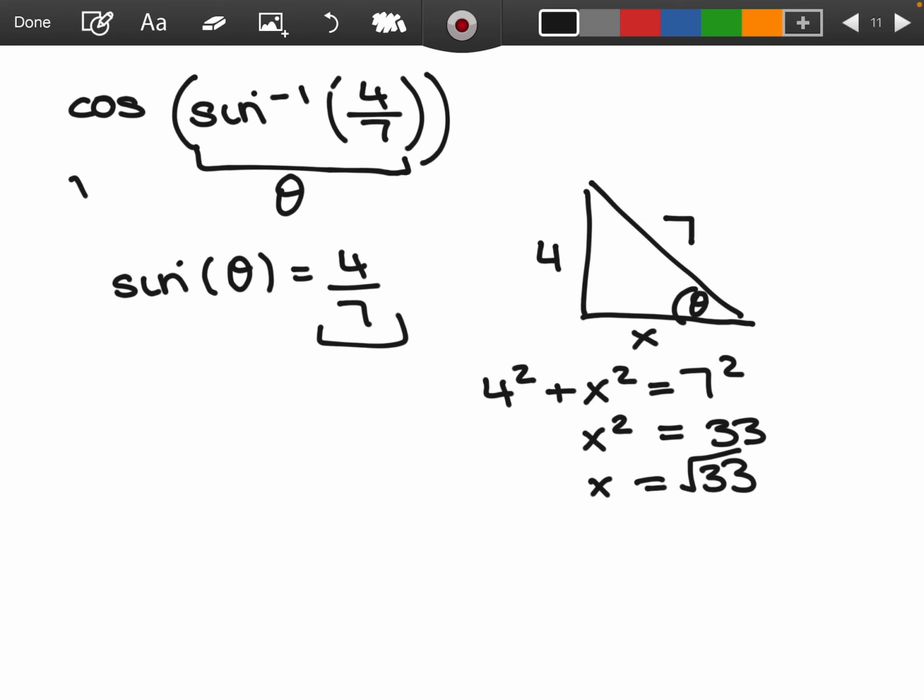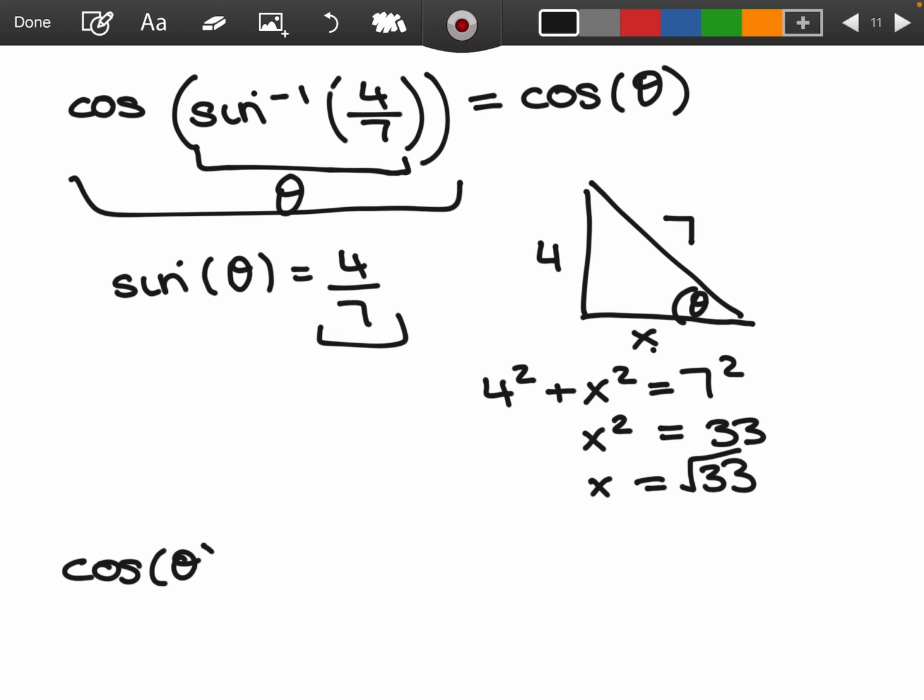Now, if I come back up here, I set theta to equal sine inverse of 4/7. So I'm looking at cosine of theta. Well, I can figure out cosine of theta from my triangle now. I have that x value, so I know what this unknown is. Cosine of an angle is always the adjacent divided by the hypotenuse. So cosine of theta is equal to the adjacent divided by the hypotenuse, the square root of 33 over 7, and that is the answer.